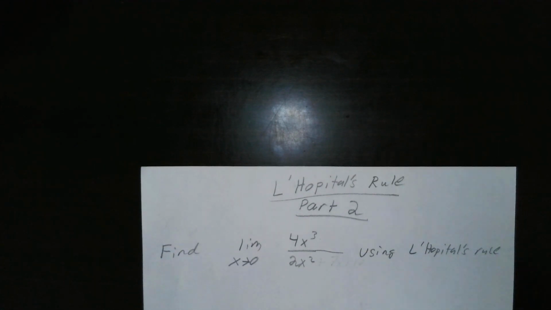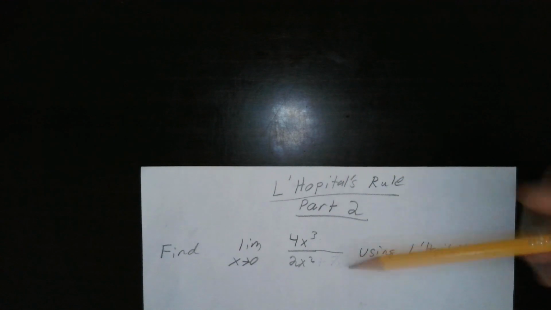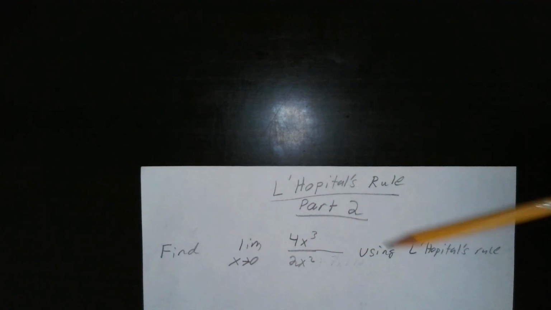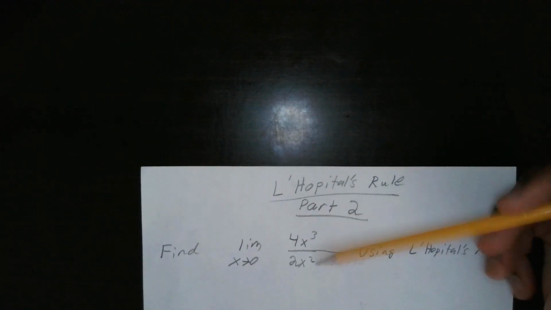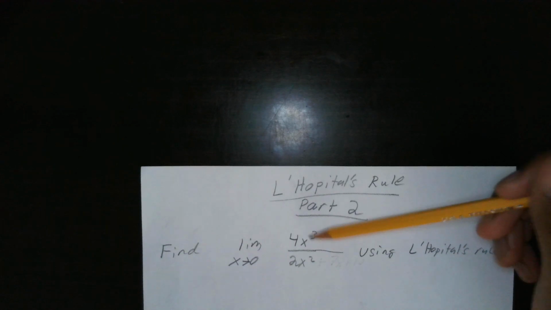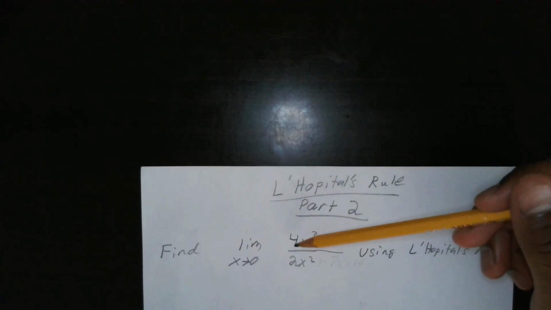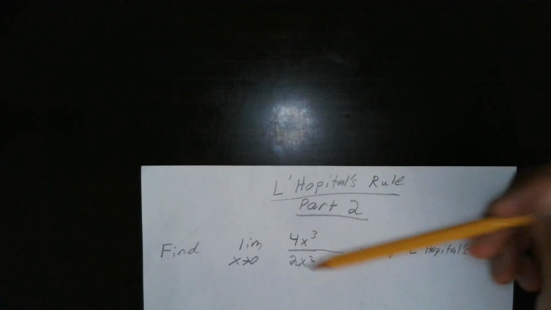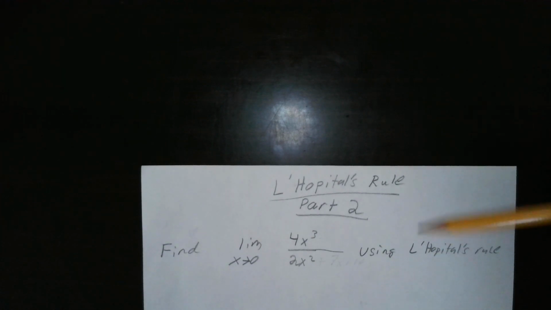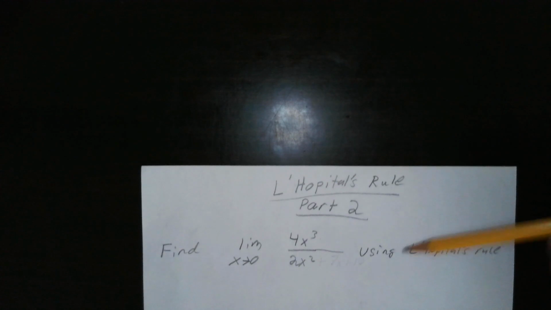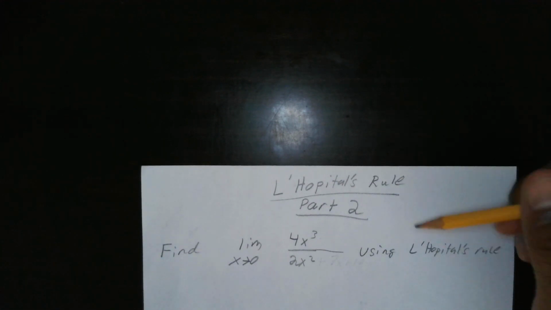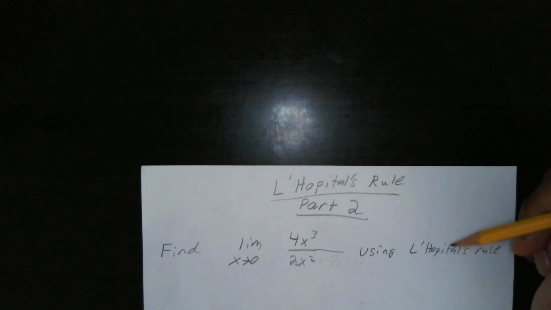Today, we're going to be going over more of L'Hopital's rule. Find the limit as x approaches 0 of 4x cubed over 2x squared using L'Hopital's rule. I know you could just simplify this by canceling out x's and dividing 4 by 2, but the point is to use L'Hopital's rule. So try it out using L'Hopital's rule and come back once you're done or you're stumped.